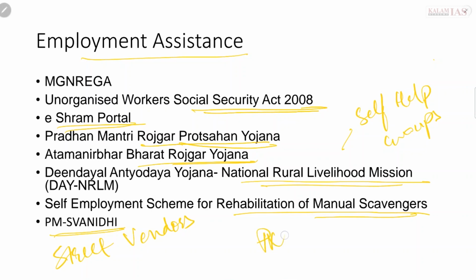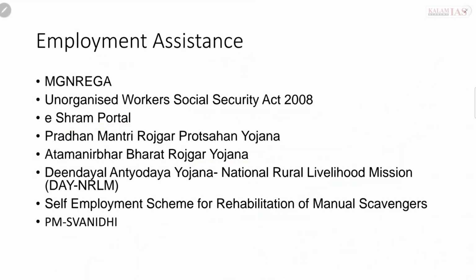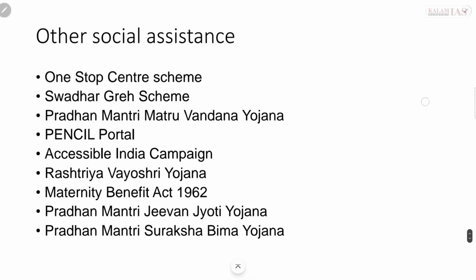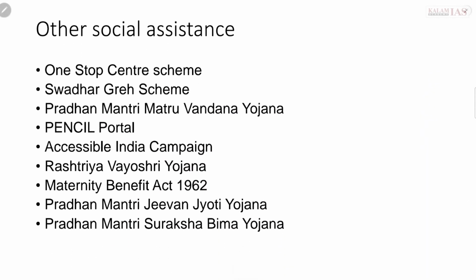Another example could be the PM Kaushal Vikas Yojana, which provides for skill development of the workforce. There are other social assistance schemes also. We will not be discussing them properly because there is no specific point where they fall in, but there are one-stop center schemes for women welfare, Swadhar Graha scheme for juveniles, PM Matru Vandana Yojana for early child care.